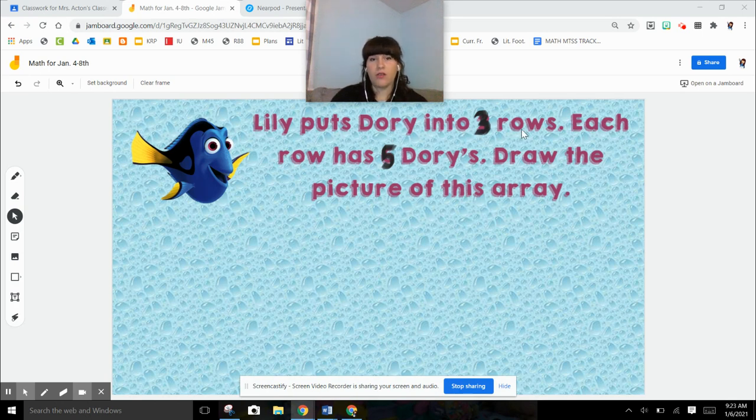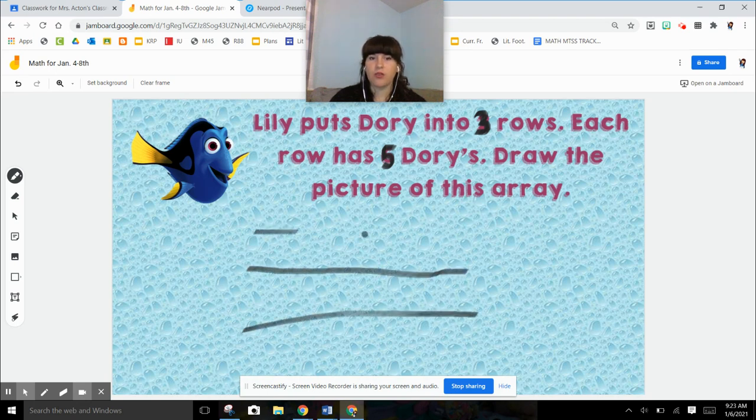You just saw that rows go side to side. So that means that we're going to have 3 side-to-side rows. So what I'm going to do is with a tool to draw with, which is what you're going to do here in a second, I'm going to draw 3 lines to represent my 3 rows. So Lily puts Dory into 3 rows.